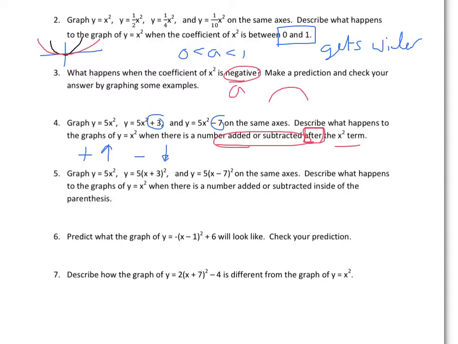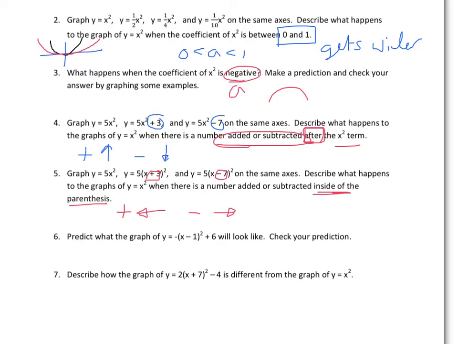And then if we talk about inside the parentheses, so now we have x plus 3 inside the parentheses, or x minus 7 inside the parentheses, the graph will shift left or right. Again, inside the parentheses is the key here. If I add something, ironically enough, it shifts left. If I subtract something, my graph shifts to the right, the opposite of what you would think.